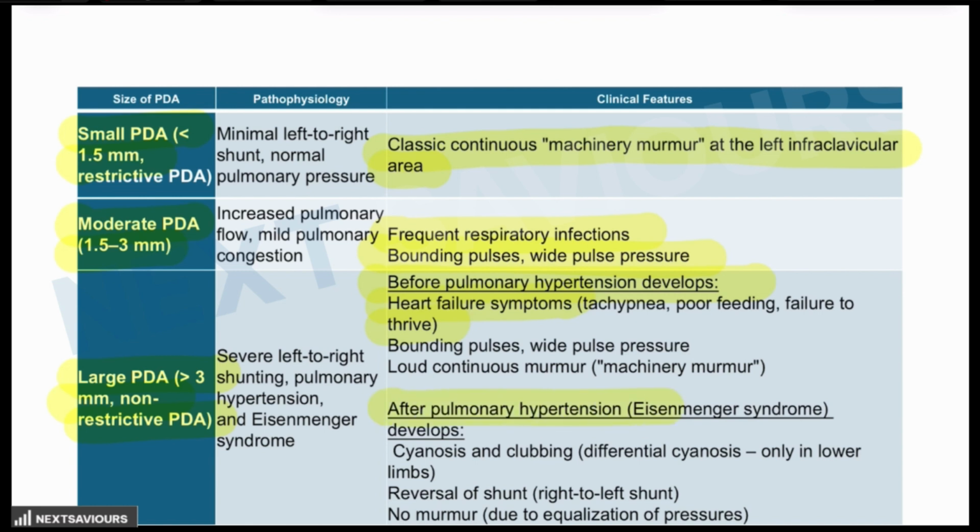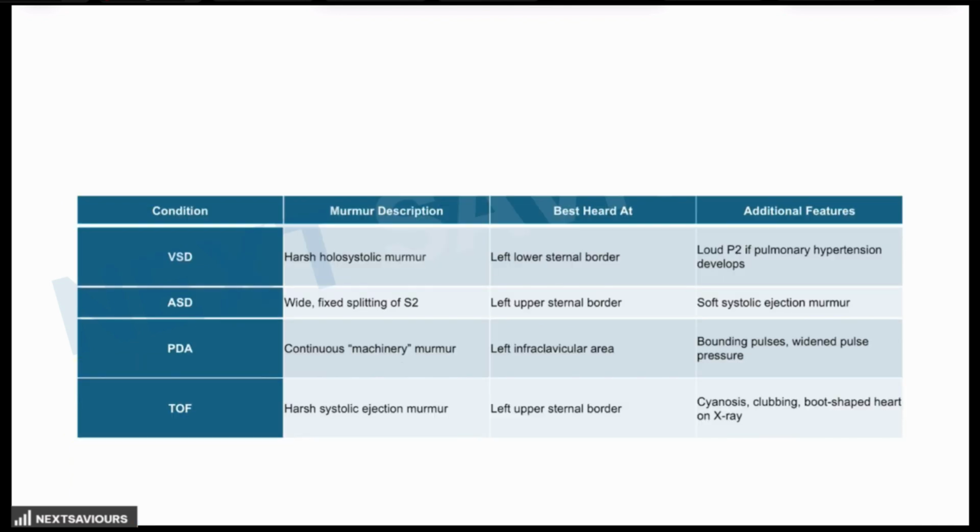But when pulmonary hypertension develops, which results in right to left shunting, that is Eisenmenger syndrome, then there will be development of cyanosis, clubbing, and no murmur due to equalization of the pressures. So hopefully you have understood the clinical features.